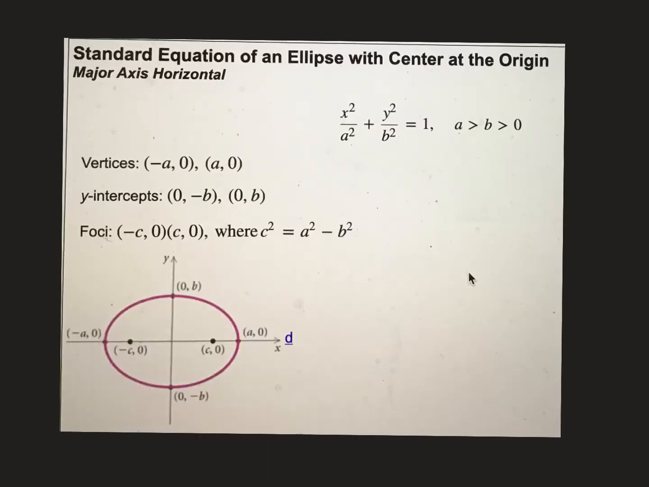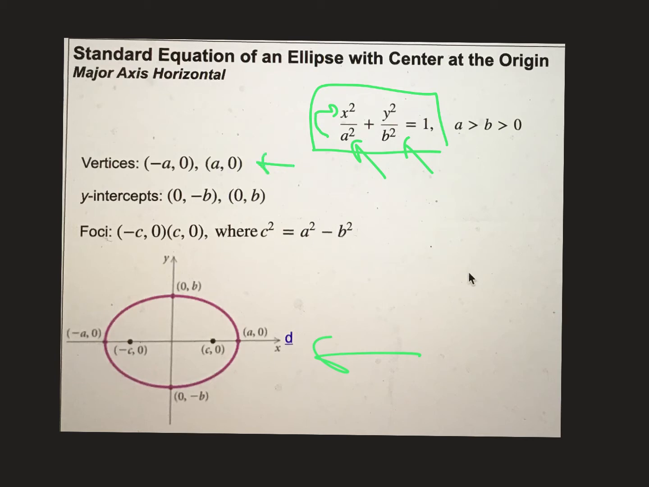Okay, so an ellipse with the center at the origin where the major axis is horizontal, the equation is going to look like this. Let me tell you something about a squared and b squared. The a squared is the bigger number. The b squared is the smaller number. If the a squared is underneath the x, that's the major axis. In this case, that's what's happening here. It's stretched out on the x-axis.